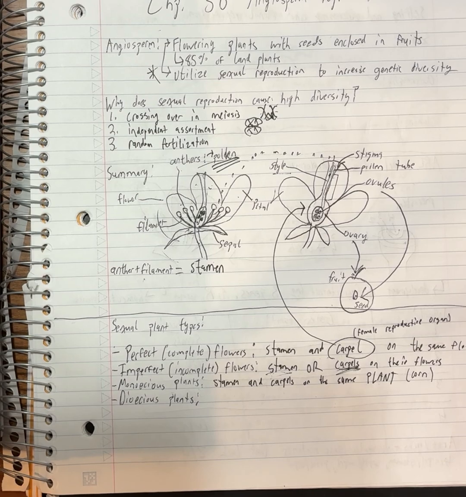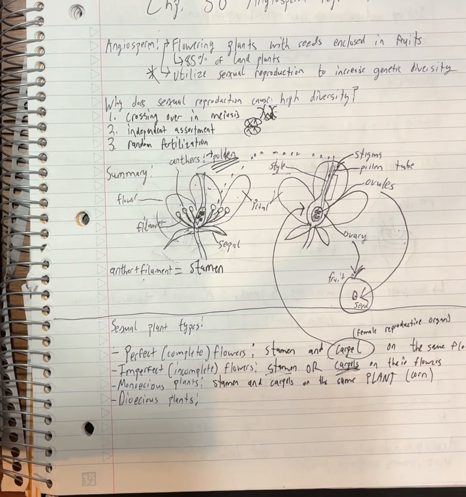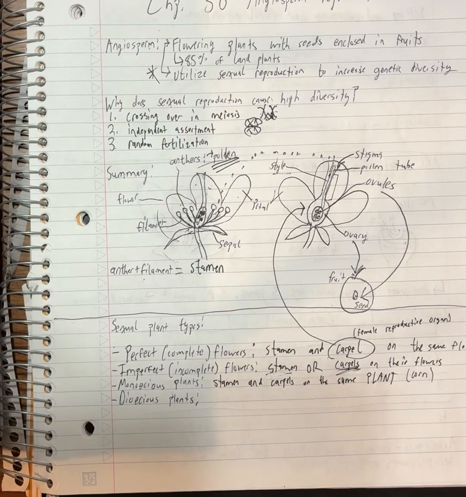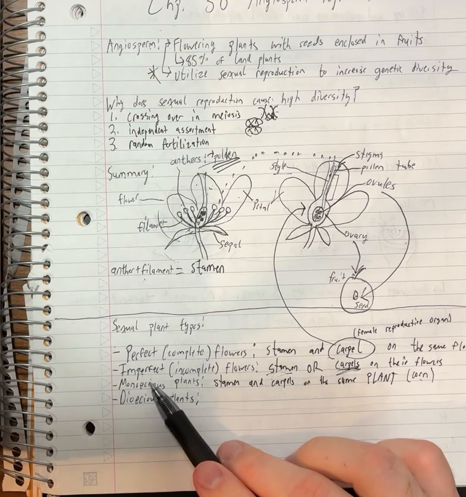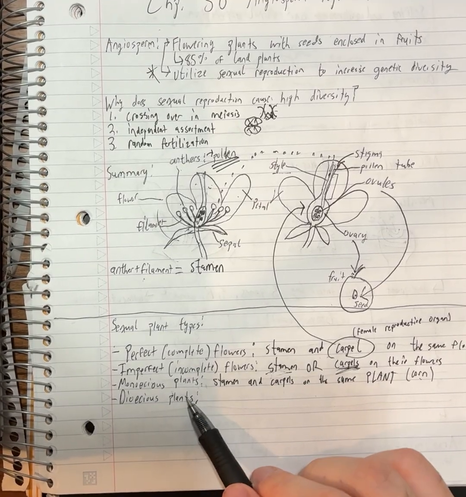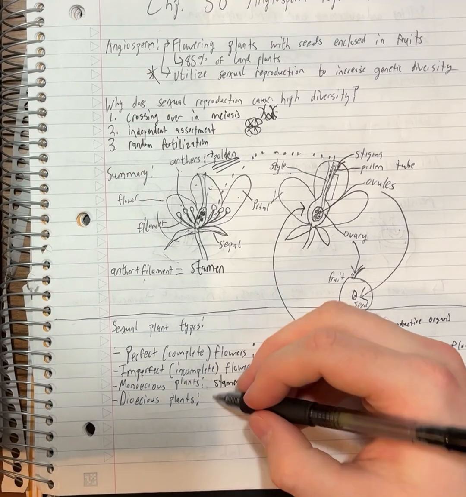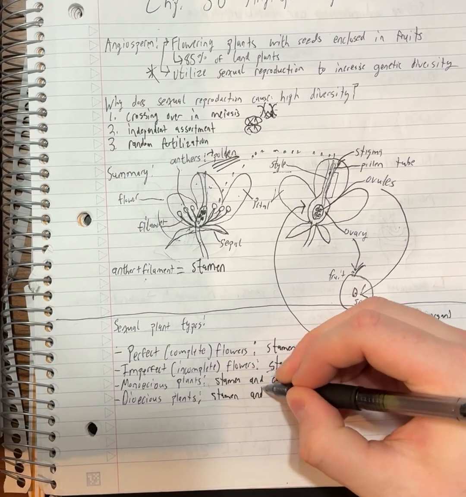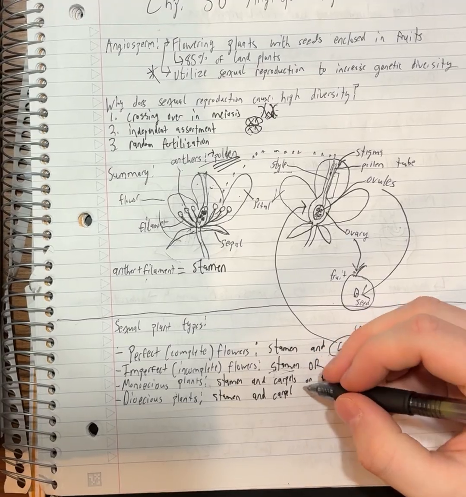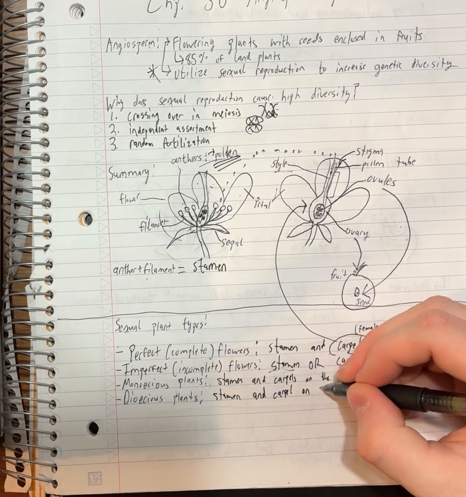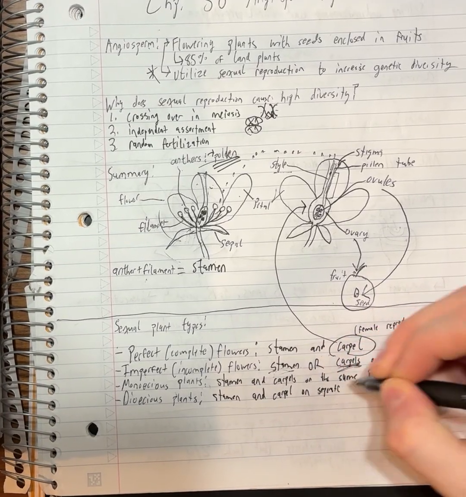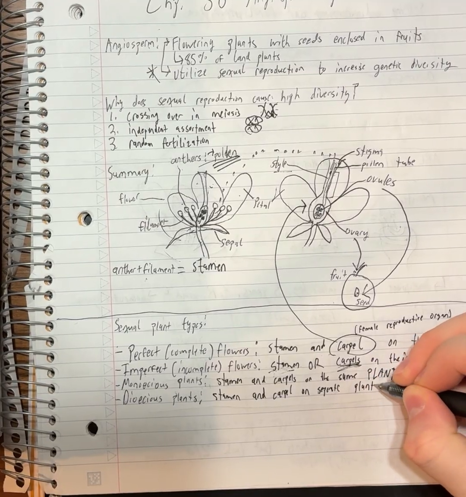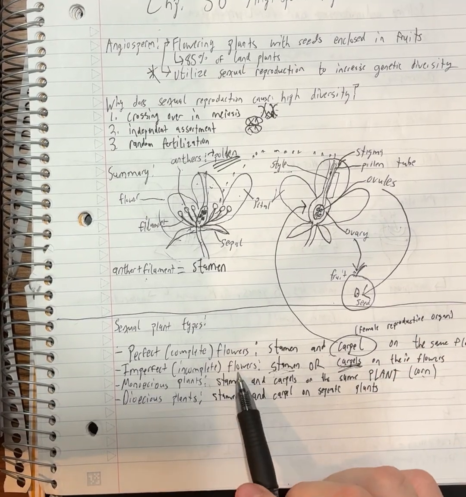Corn has the female reproductive organs in the ear of corn, and then the stamen is the sort of the long shoot that leads up to it, the tassel. So that's monoecious plants. So then we have dioecious plants, which is stamen and carpel on separate plants. So this is similar to this imperfect or incomplete flowers.